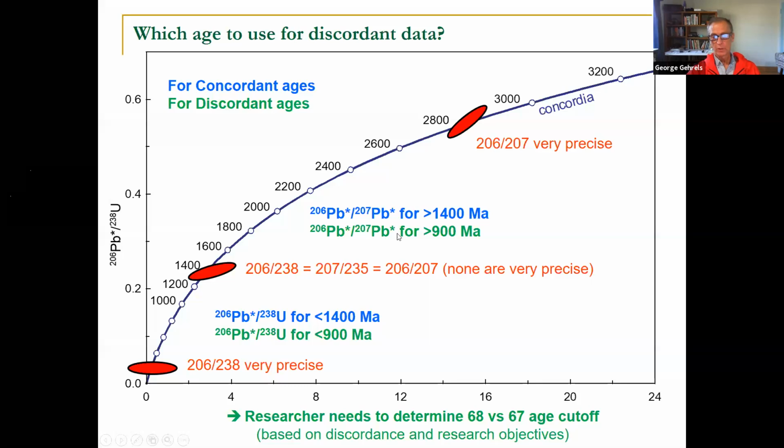This also turns out to be a good cutoff because in the world, there are not that many crystals that are about 900 million years old. And so you can separate your data nicely into older and younger ones by using a cutoff of about 800 or 900 million years old.